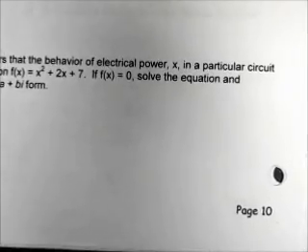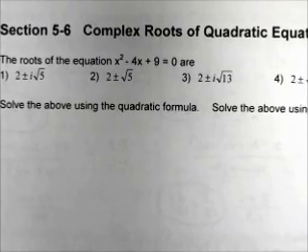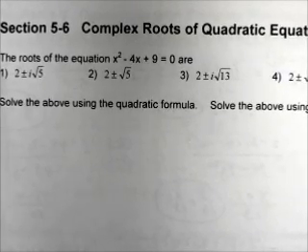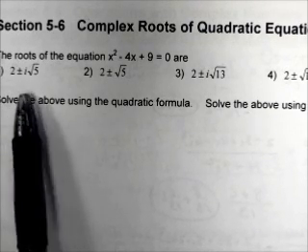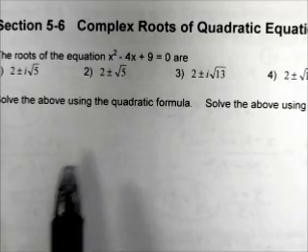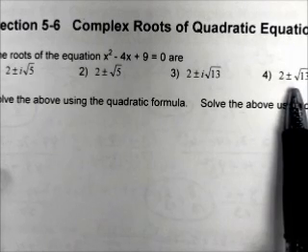Today we're on page 10 of our chapter 5 notes, section 5.6, complex roots of quadratic equations. The roots of the equation x squared minus 4x plus 9 equals 0 are, we have four choices: 2 plus or minus i square root of 5, 2 plus or minus the square root of 5, 2 plus or minus i square root of 13, or 2 plus or minus the square root of 13.